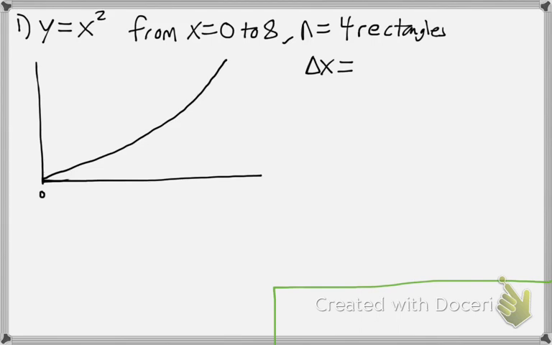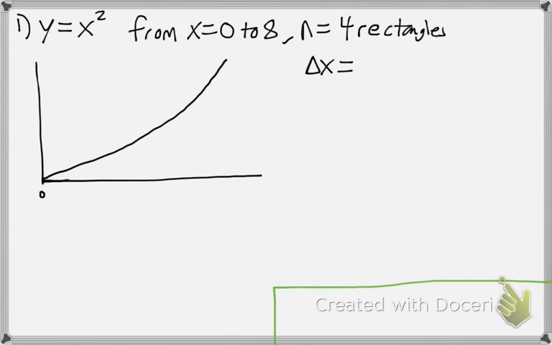So if you graph y is equal to x squared from 0 to 8, it kind of looks like this. I'm kind of elongating it just to make it easier to draw the rectangles. And they want us to use 4 rectangles to estimate the area.